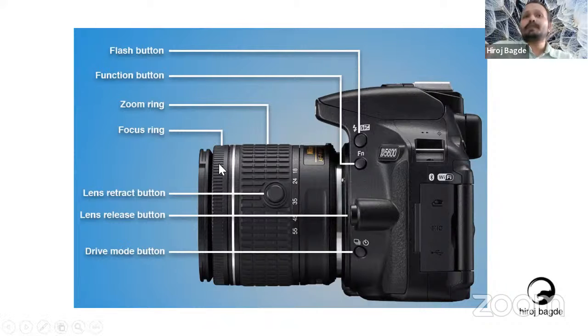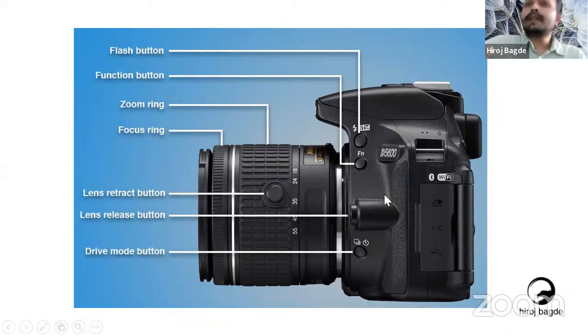So that you can get a very good image. Then this is the retraction button. Before starting off your camera with the lens, you need to press it and then you can zoom and zoom out. Then we have a release button. The release button is for releasing the lens from the body. Just press it and the lens will be taken out.